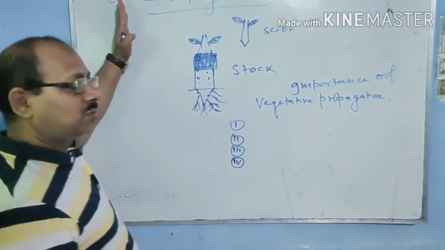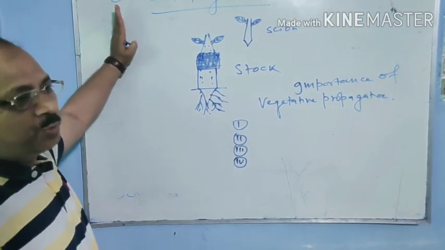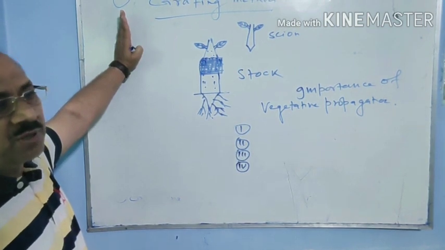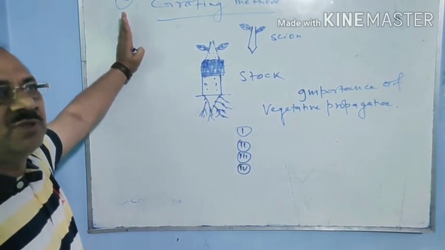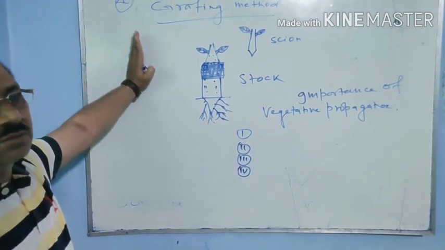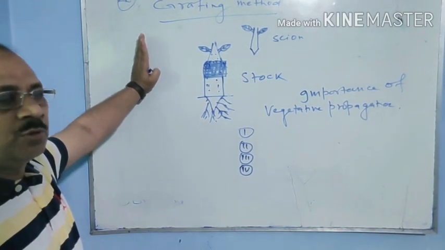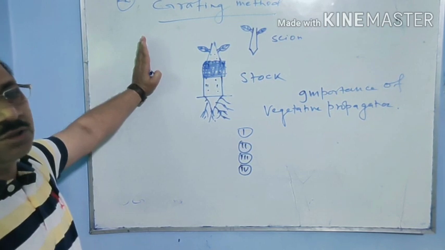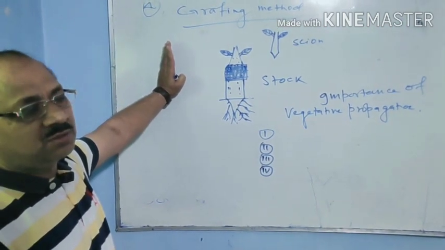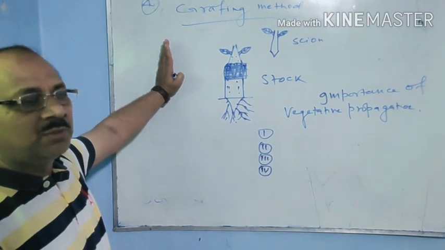Now, vegetative propagation in flowering plants has been finished. In the next class, I shall discuss the asexual method of reproduction in animals.